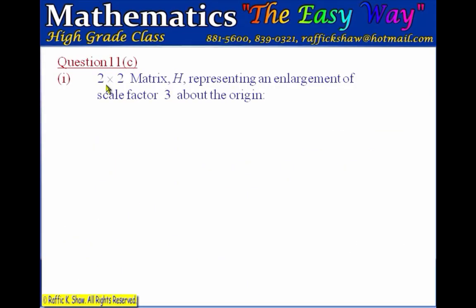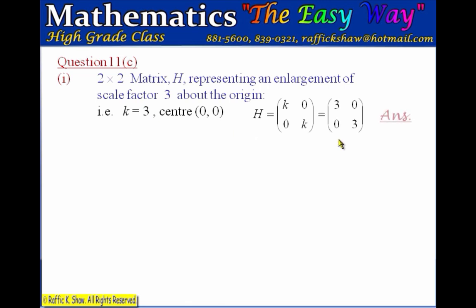Now in part 1 of question 11C, we are required to write down the 2 by 2 matrix H, which represents an enlargement of scale factor 3 about the origin. And so the components of this enlargement, k equals 3, k is the scale factor, and the center of the enlargement is the origin 0, 0. And therefore, that enlargement matrix is a matrix K0, 0K. That's a matrix for an enlargement about the origin where the scale factor is K. And in this case, K is equal to 3. And so that's the answer for part 1 of question 11C.